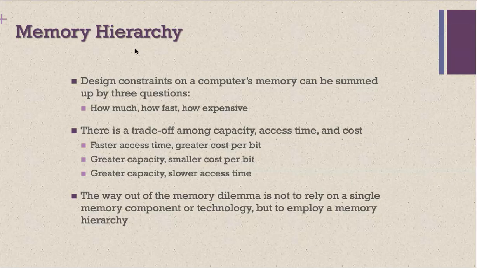So the faster the access time, it will cost you more per bit. The greater the capacity, it will cost you less per bit. You can imagine this like having a factory. If you are able to mass produce some clothes, then the price will drop. This is the same with memory. The greater the capacity, the smaller the cost per bit. And then the greater the capacity, however, the slower the access time.